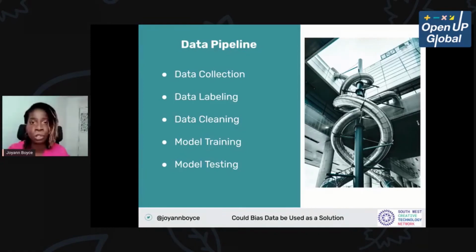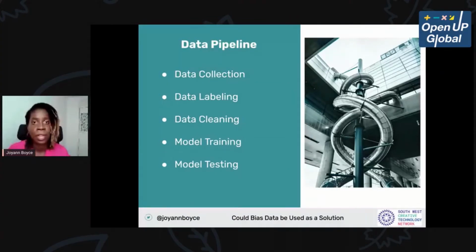Then we have the model training and the model testing. This is the more well-known area of machine learning and AI, where they're actually building a model to do a thing. However, that model is trained on a certain set of data and then tested with a certain set of data. If that testing data is not representative of marginalized groups and communities, the model can reinforce the biases within. That's another area.